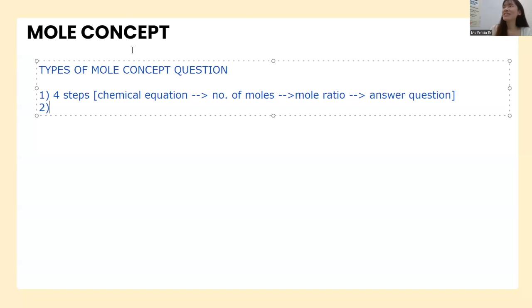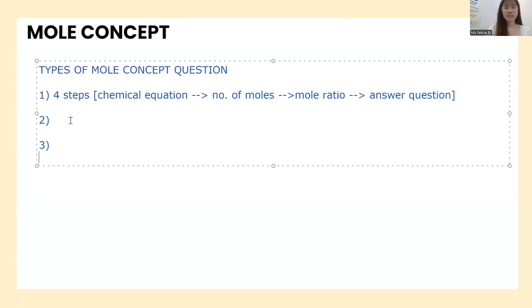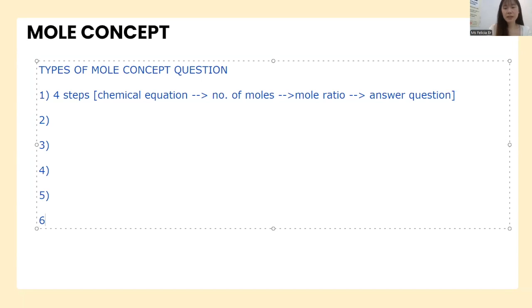Do you know what other type of question you encounter in mole concept? You don't know anything about mole concept? Percentage yield, yep. So that's one of the types of question, correct?